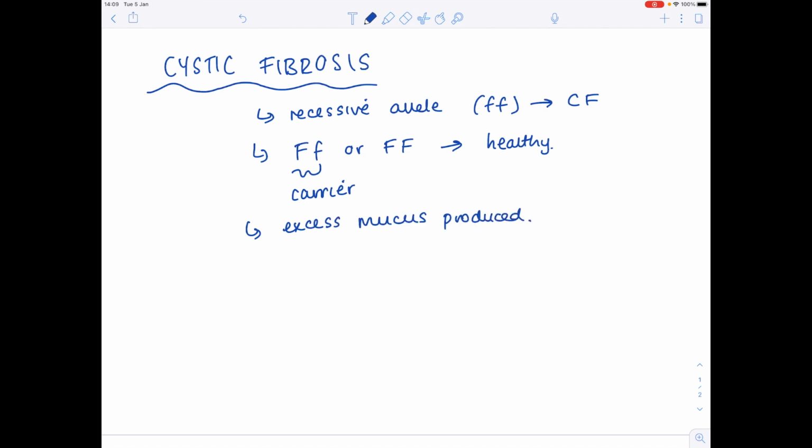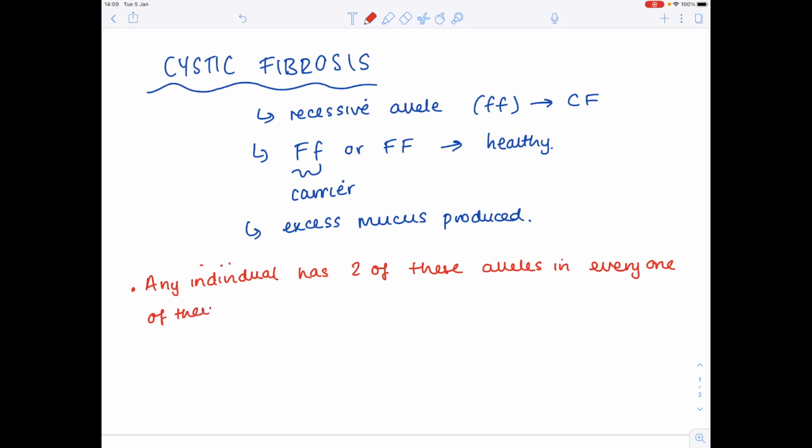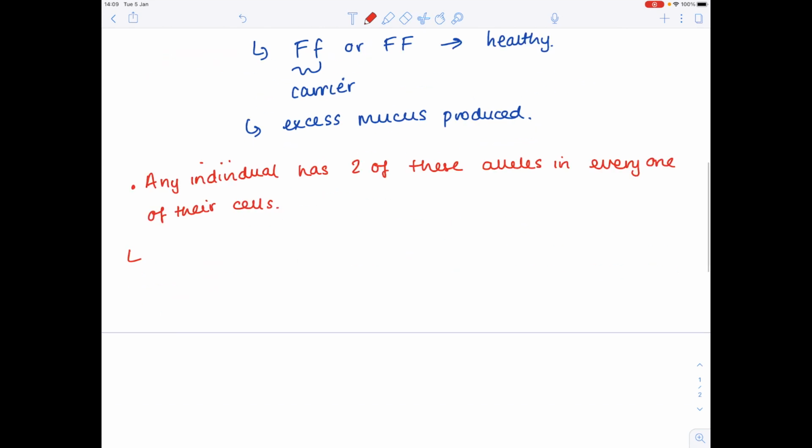So let's work out how we can use cystic fibrosis to help us understand the meanings of the words gene pool and allelic frequency. So we're going to start by making the statement that any individual has 2 of these alleles in every one of their cells. And so if there were 10,000 people in a population, then there will be 20,000 alleles in the gene pool for this gene.